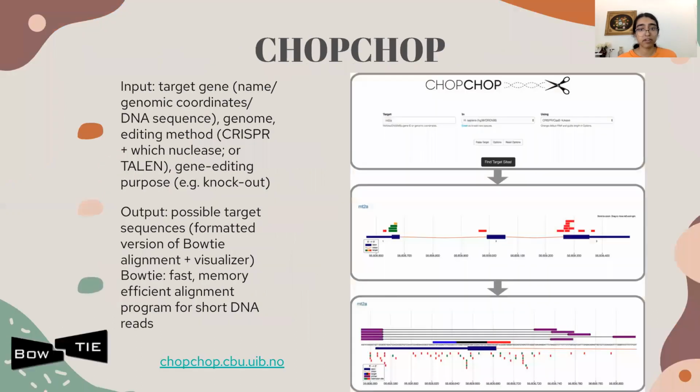First, CHOPCHOP, made by Harvard University, is an online tool that finds target sequences. The input is a target gene in the form of the gene name, its genomic coordinates, or the DNA sequence, the organism whose genome will be edited, the editing method, including the nuclease type for CRISPR, and the purpose of gene editing, for example, to knock out a gene. The tool then uses Bowtie alignment, which is a fast, memory-efficient alignment program for short DNA reads, to find suitable target sequences for the given input.